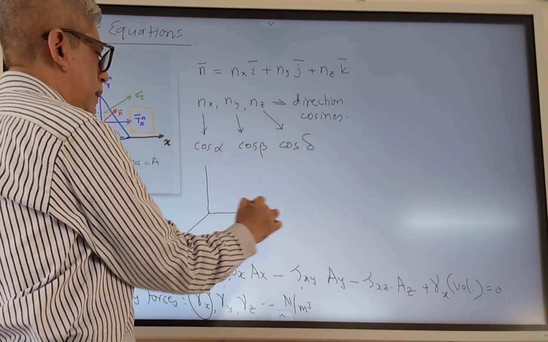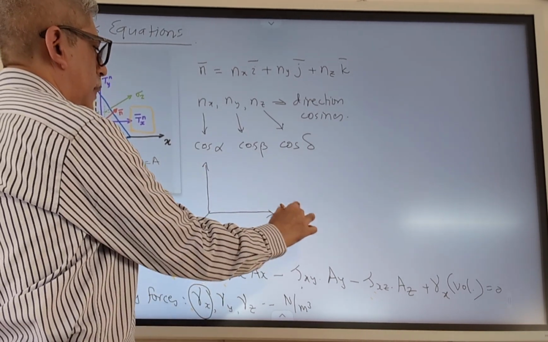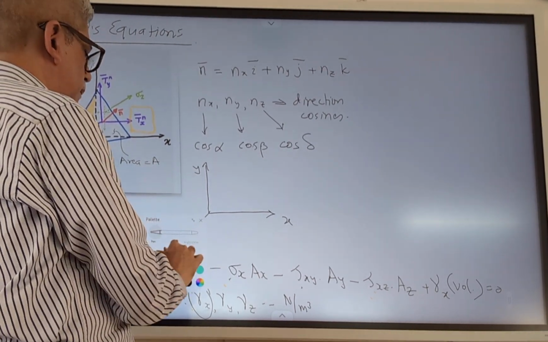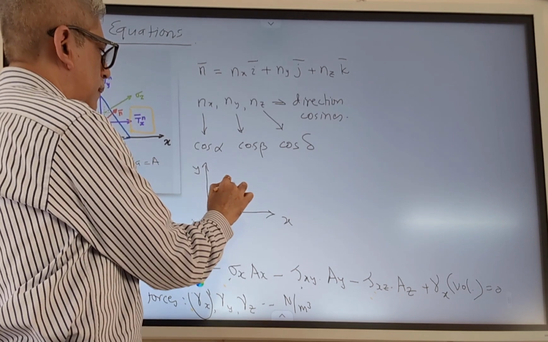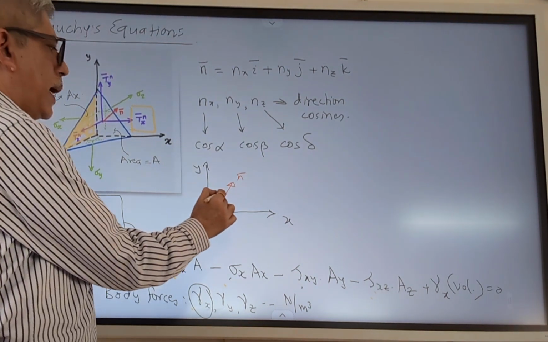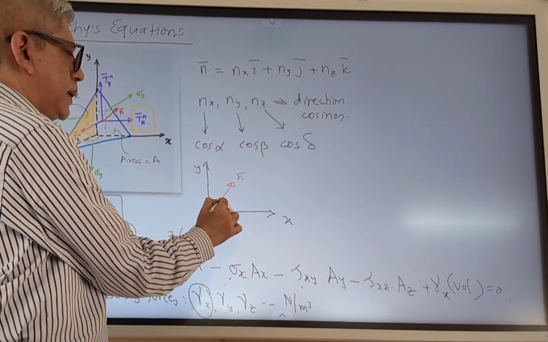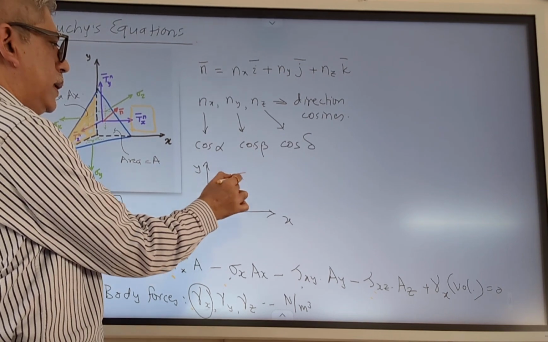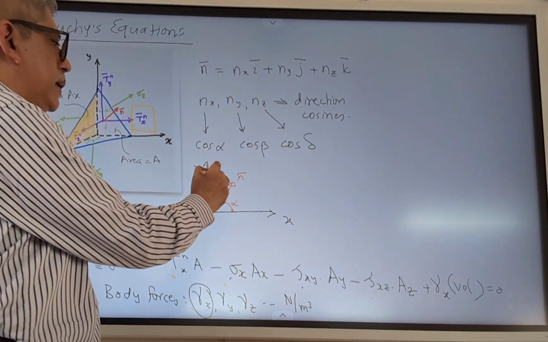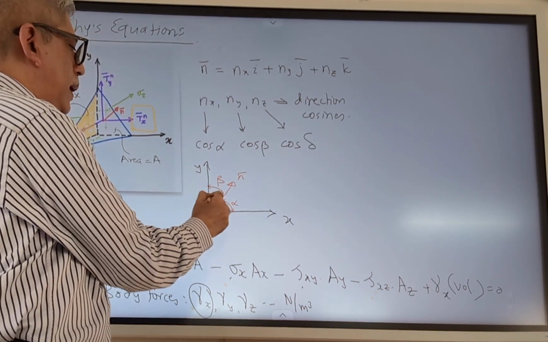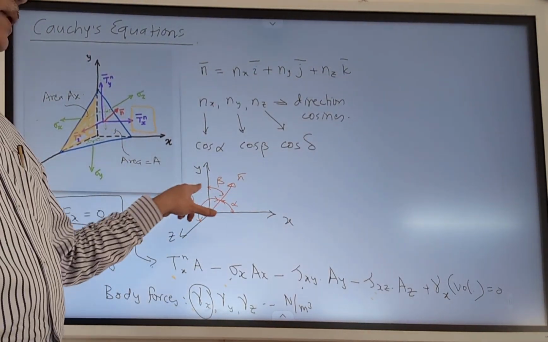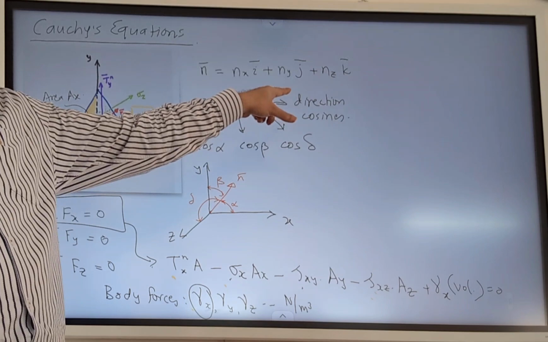So if you have x, y, z, and this is the n bar vector, the angle between n bar and the x axis is alpha, and between y and n bar is beta, and this is delta. So we are talking about space angles, not the projected angles. If you take these three angles, that is how to determine nx, ny, nz.